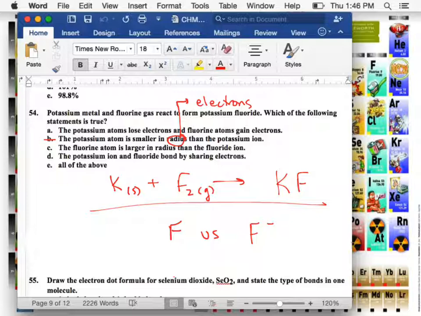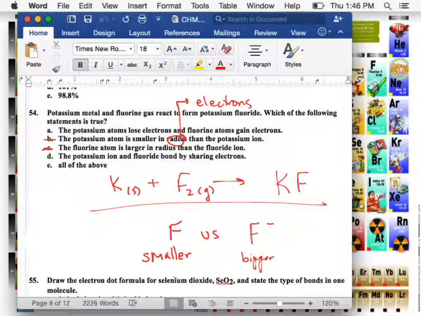What is the difference between fluorine and fluoride? Fluoride gained an electron. What happened to its radius? It got bigger because it gained electrons. So F minus is bigger than F. Sorry, that should say smaller. The fluorine atom is larger in radius than the fluoride ion. No. Again, it has it backwards.